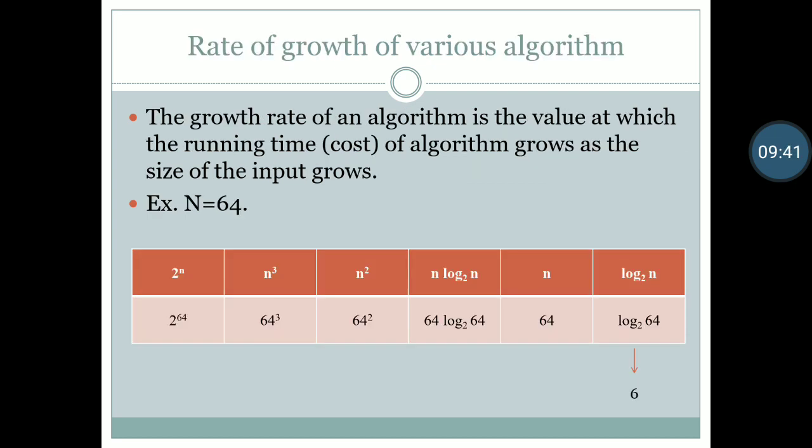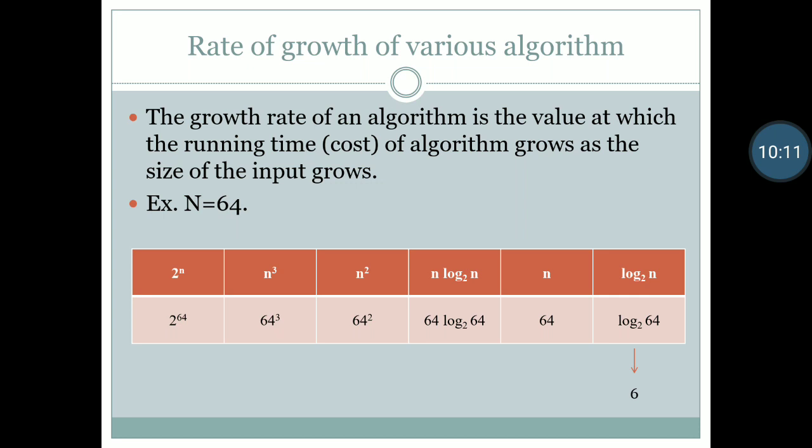Let's take an example of rate of growth to understand it clearly. The rate of growth of an algorithm is the rate at which the running time or cost of the algorithm grows as the size of the input grows. It means if our input grows, then our running time or cost will also grow with it. So here we have 6 different algorithms and their growth.